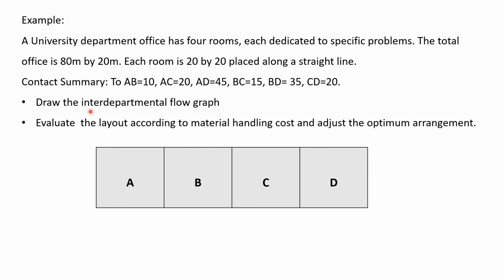So the first question is to draw the interdepartmental flow graph. And the second is to evaluate the layout according to the material handling cost, or according to just the frequency of contact. We just consider here the distance and the frequency of contact to minimize the material handling cost.